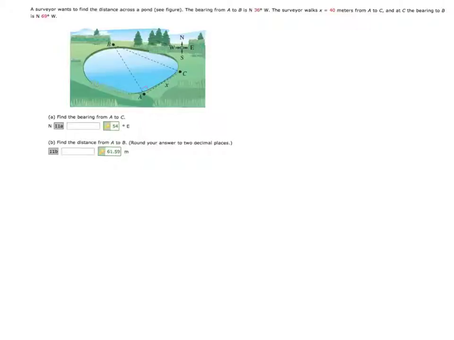See the figure. The bearing from A to B is north 36 degrees west, and the surveyor walks x equals 40 meters from A to C, and at C, the bearing to B is north 69 degrees west. So what we need to do is, first we need to find the bearing from A to C.